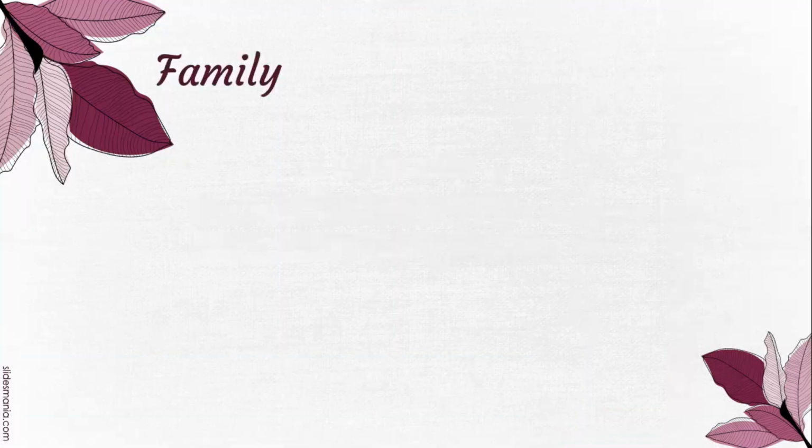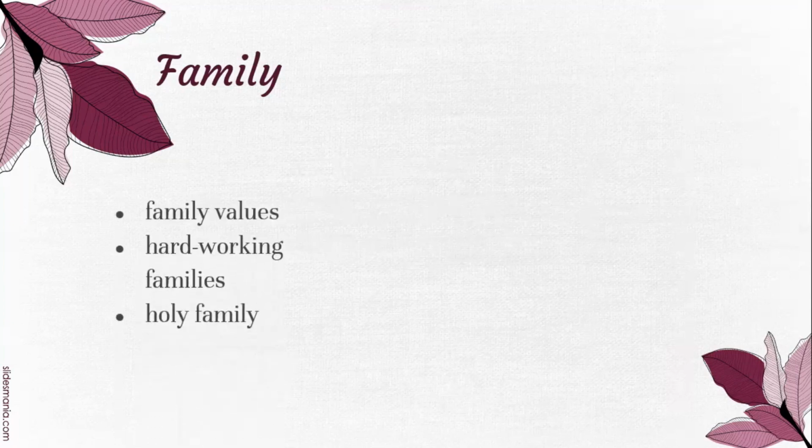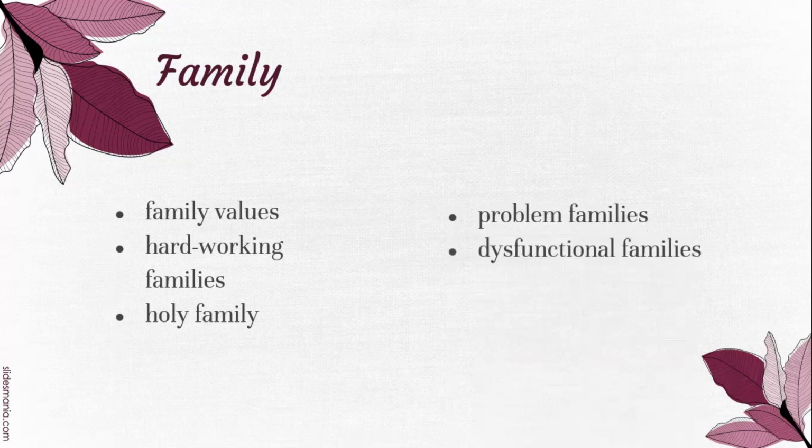Okay, for example, the word family. The word family may contain positive and negative meanings depending on the words associated or attached to it, just like these examples. Okay. Family values, hardworking families, holy family. These collocations contain positive meanings attached to the word family. But if you attach other words to the word family, such as problem, dysfunctional, and single parent, these terms may add negative meaning to the word family. So the meaning changes depending on the words attached or associated to it.